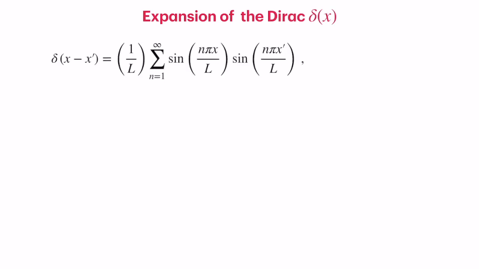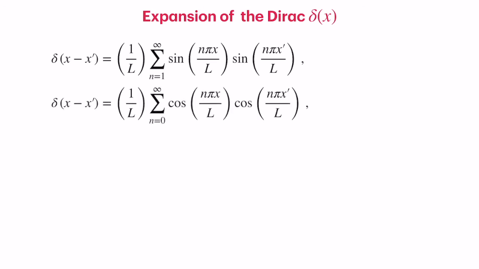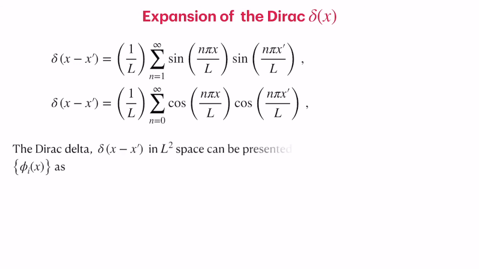Let us look at the plot of this function. So here we have two series. One is an odd series and another is an even series. We do not know the properties of a delta function to say whether it is an odd function or an even function. So we have two series here, but let us plot them. The final delta function is going to be the sum of these two functions.